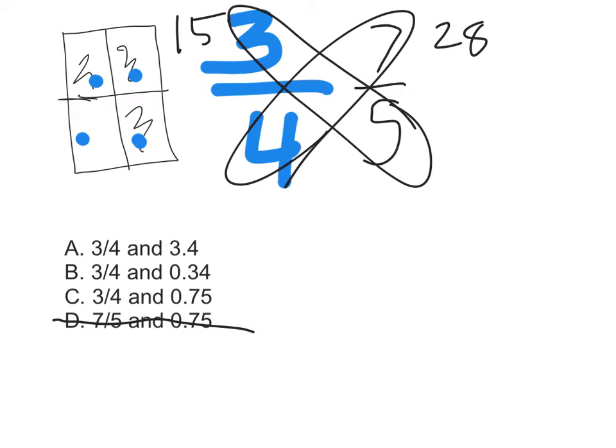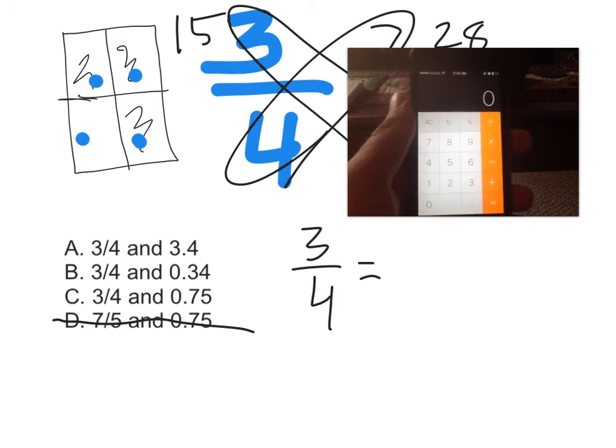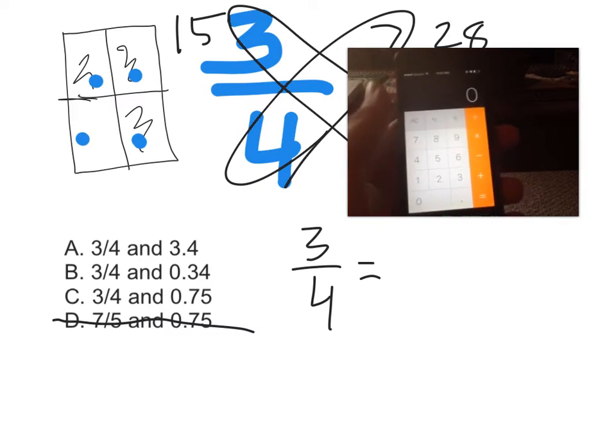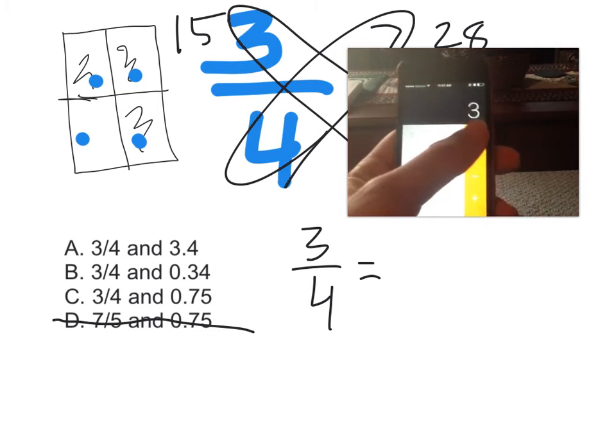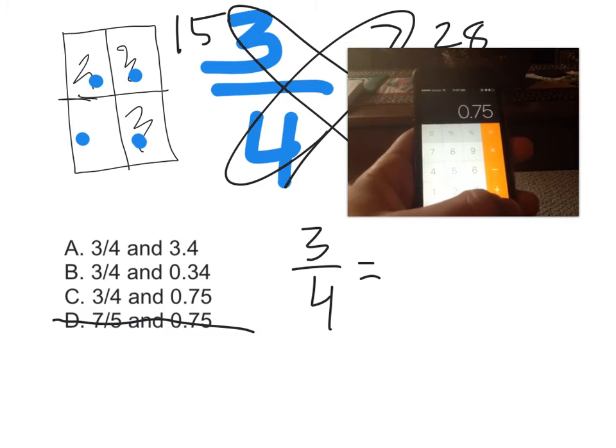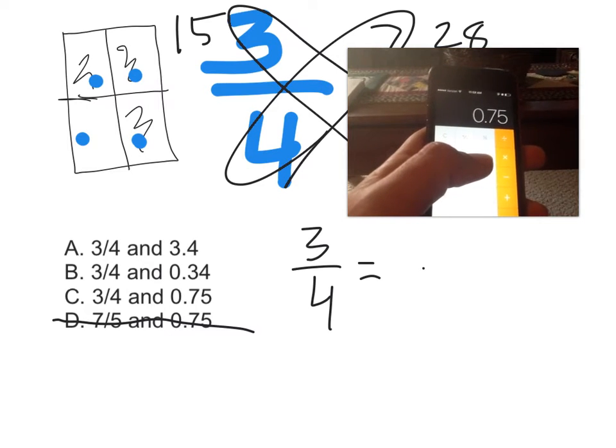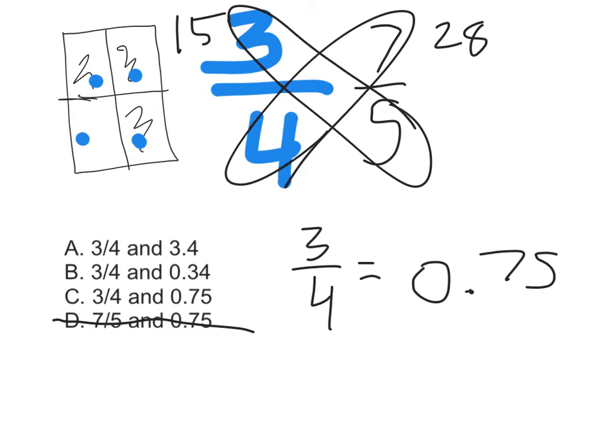First way, I'm going to take the 3/4 and turn that into a decimal. The way I'm going to do that is by using my calculator. Because we know fractions are just division statements that we read from top to bottom, we can easily take the 3/4 and turn it into a decimal. So we do 3 divided by 4, which gives us 0.75.